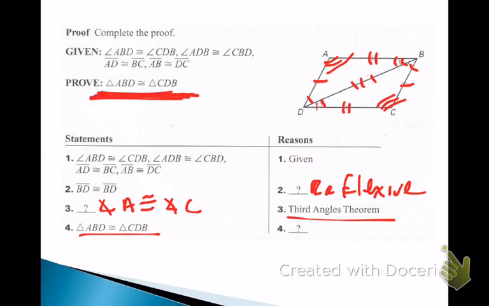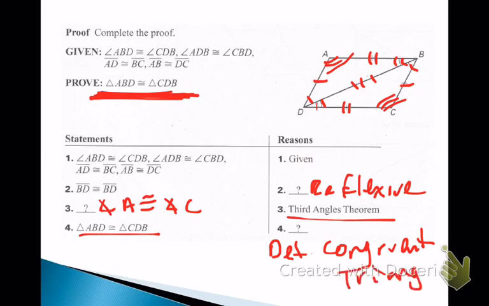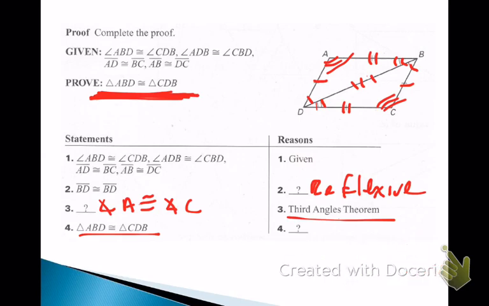So just bring it down. Triangle ABD is congruent to triangle CDB. And why is that? For right now, it's just by the definition of congruent triangles, which tells us that all the parts have to be congruent to each other. Okay? And so there's a proof for you guys to see. This is by the definition of congruent triangles. Okay? And so there's our proof.